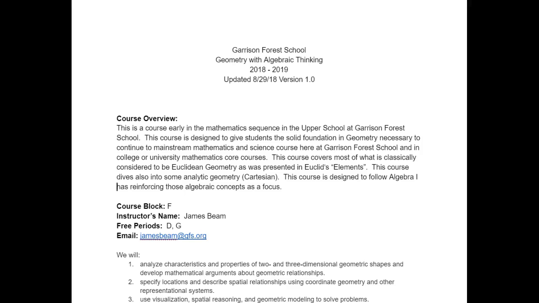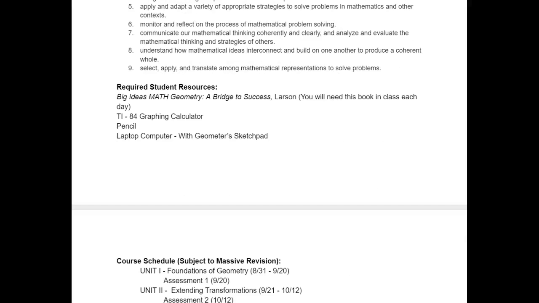The course meets Block F. My frees are D and G. This is my email. Email is the preferred mode for communication for me. So you email me, I tend to get back quickly.